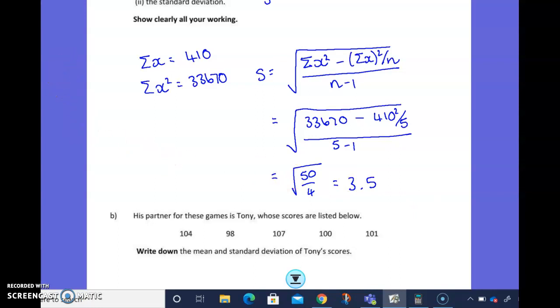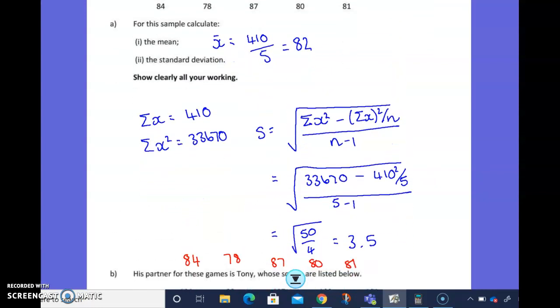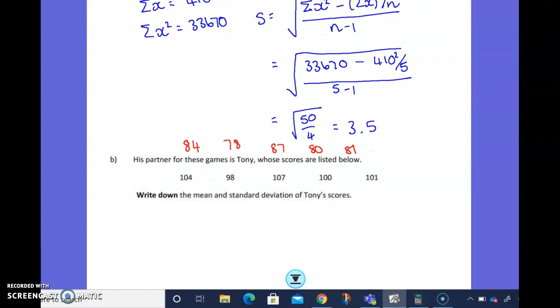Now what we need for part B is the original numbers from part A, which we can't see here. I'm just going to write them up here: 84, 78, 87, 80, 81. Okay. So his partner for these games is Tony. His scores are listed below. Write down the mean and standard deviation of Tony's scores. Okay. It's a write down, it's not a calculate.